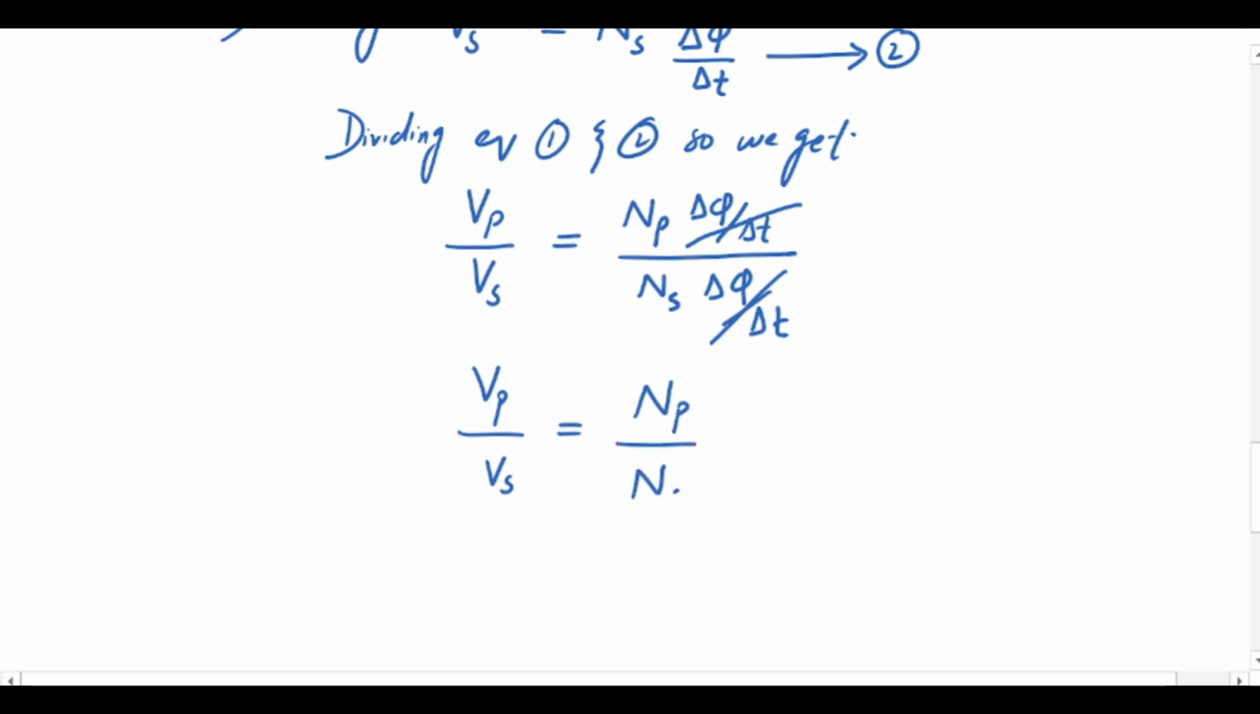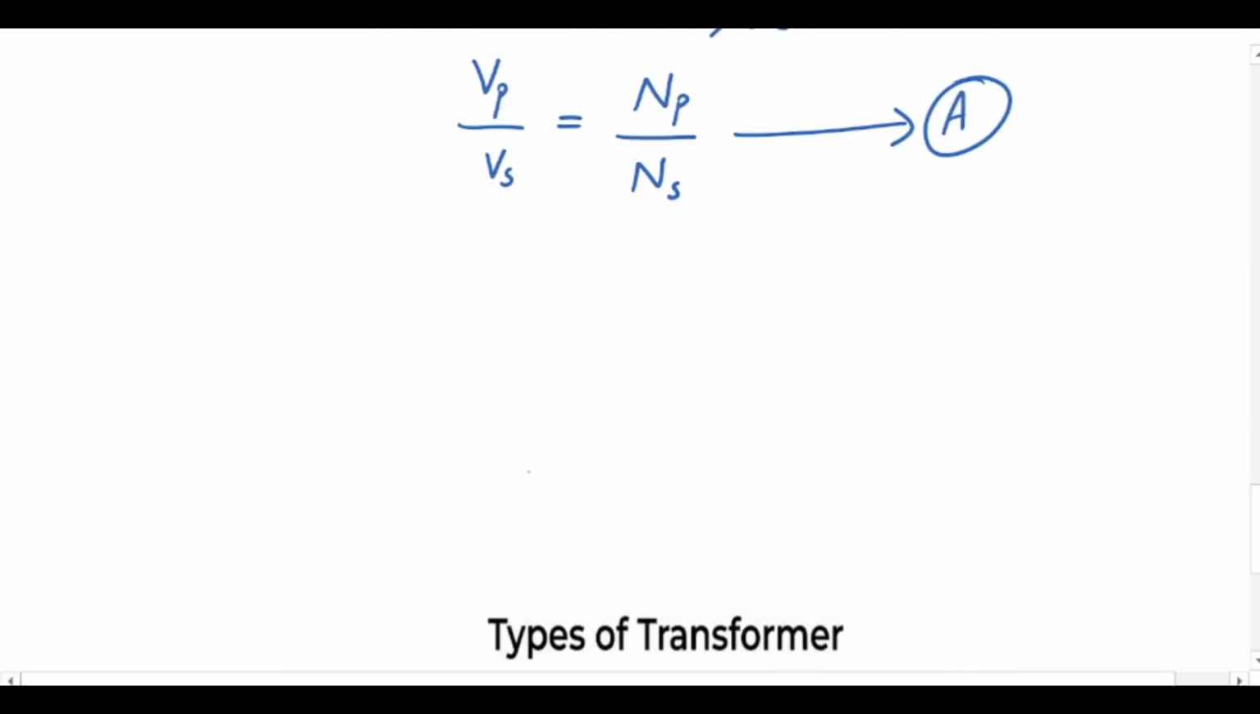So this is our first transformer equation. I call it equation number A. So this shows that the greater the number of turns, the greater the induced EMF, either in primary or in secondary. Meaning when you are increasing the number of turns, the induced EMF will also increase. Any confusion? No, sir.